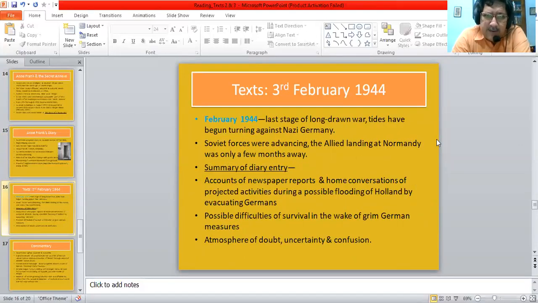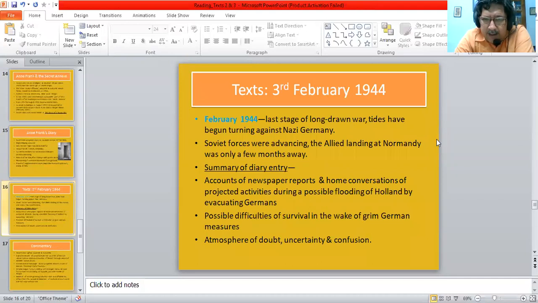The first one is the entry of 3rd February 1944. Now, this is the last stage of the Second World War. The tides have already begun turning against Nazi Germany. The Soviet forces are advancing. The Allied landing at Normandy is only a few months away.